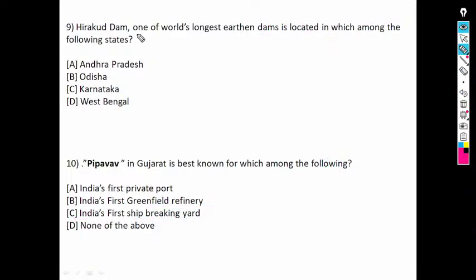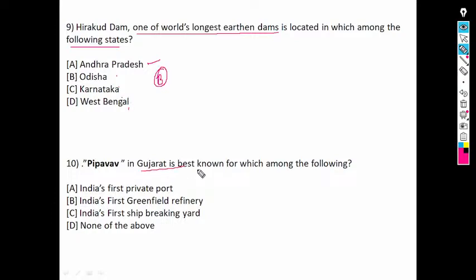Next, Hirakud Dam is one of the world's longest earthen dams. Is it located in which among the following states? Andhra Pradesh, Odisha, Karnataka, West Bengal. Of course, it is in our state, Odisha.